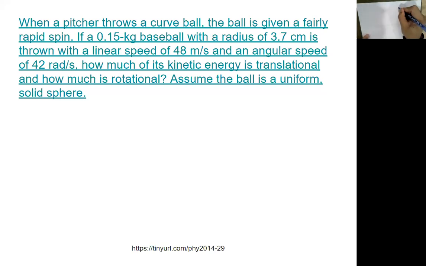So you can see the baseball is going with a linear speed of 48 meters per second. At the same time, it's rotating, so let's say this is rotational. It says 42 radians per second.